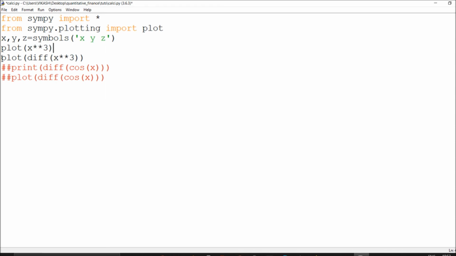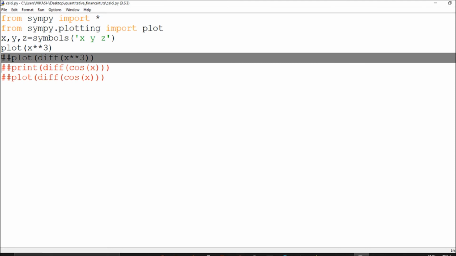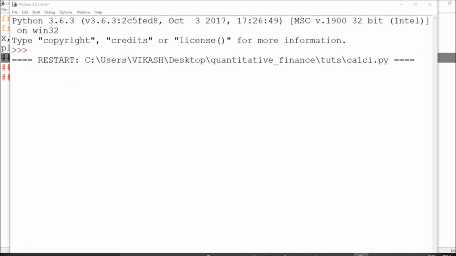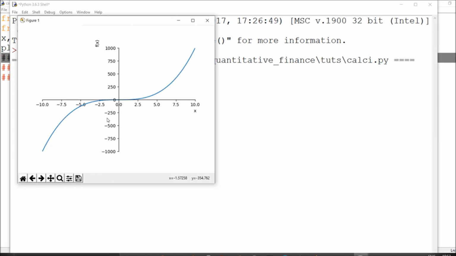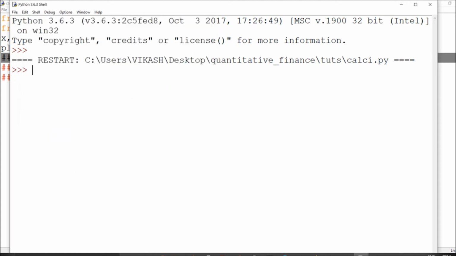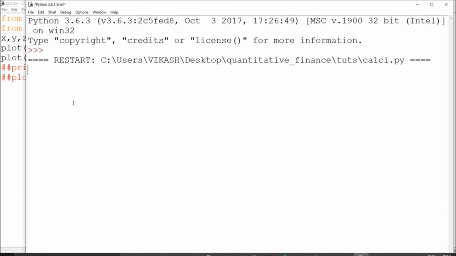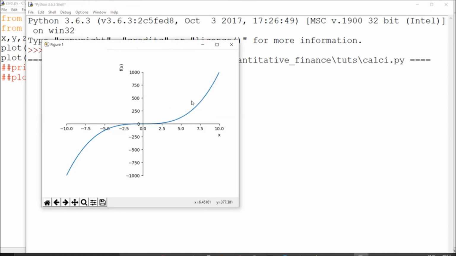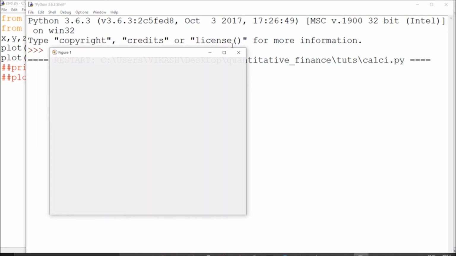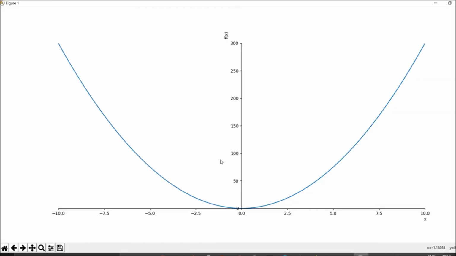So x cube will be our plot, and this will be our graph. It is approaching this way. Now if I differentiate, we will get a parabola. We differentiate this and we'll see. So this is our x cube, and this is the differentiation of x cube. The approach we have seen earlier is getting downwards.